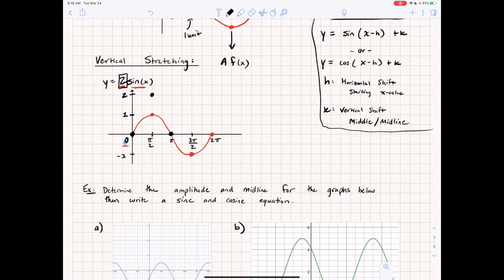Well, what happens to the lowest point, though? Negative 1 times 2 is negative 2. So this point now gets stretched. Because again, the midline does not change. So these middle points here, here, and here don't move when you're multiplying something on the outside. All this 2 is affecting are the maxes and the mins. And specifically, what it is describing to you is what's known as the amplitude.